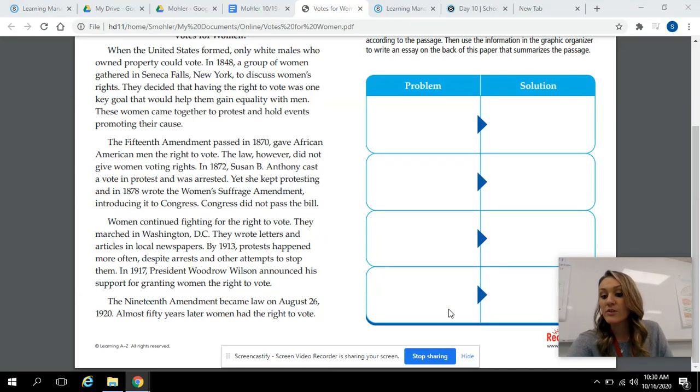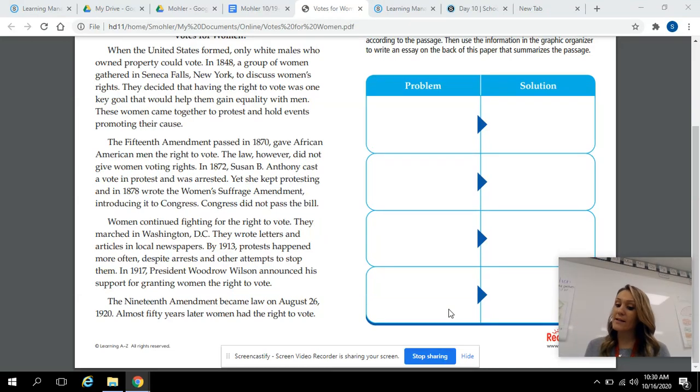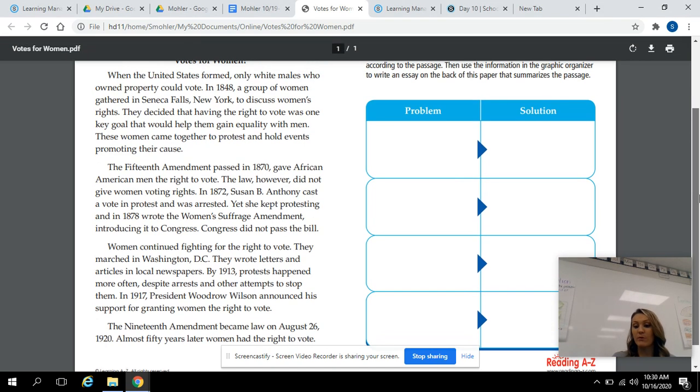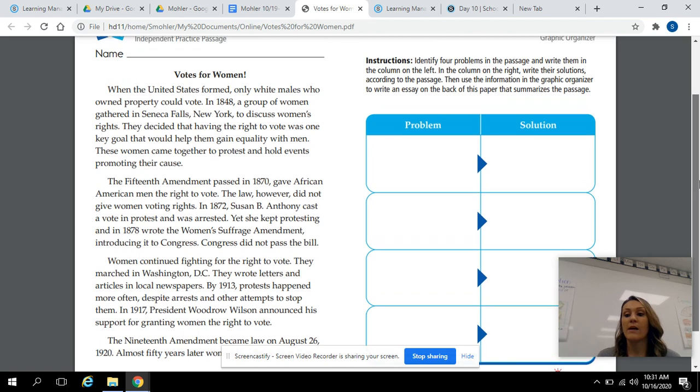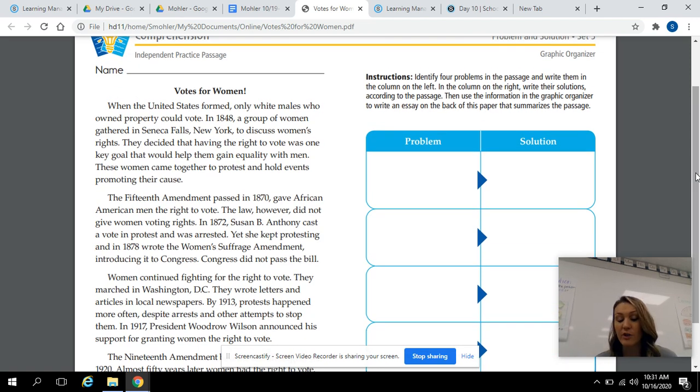So as mentioned yesterday, today I am assessing you on problem and solution. So you guys are going to do a quick check-in quiz test for me. And this does look very similar to the assignments you have been working on, except today there will be no modeling for you guys. I want to see that you guys can do this independently.